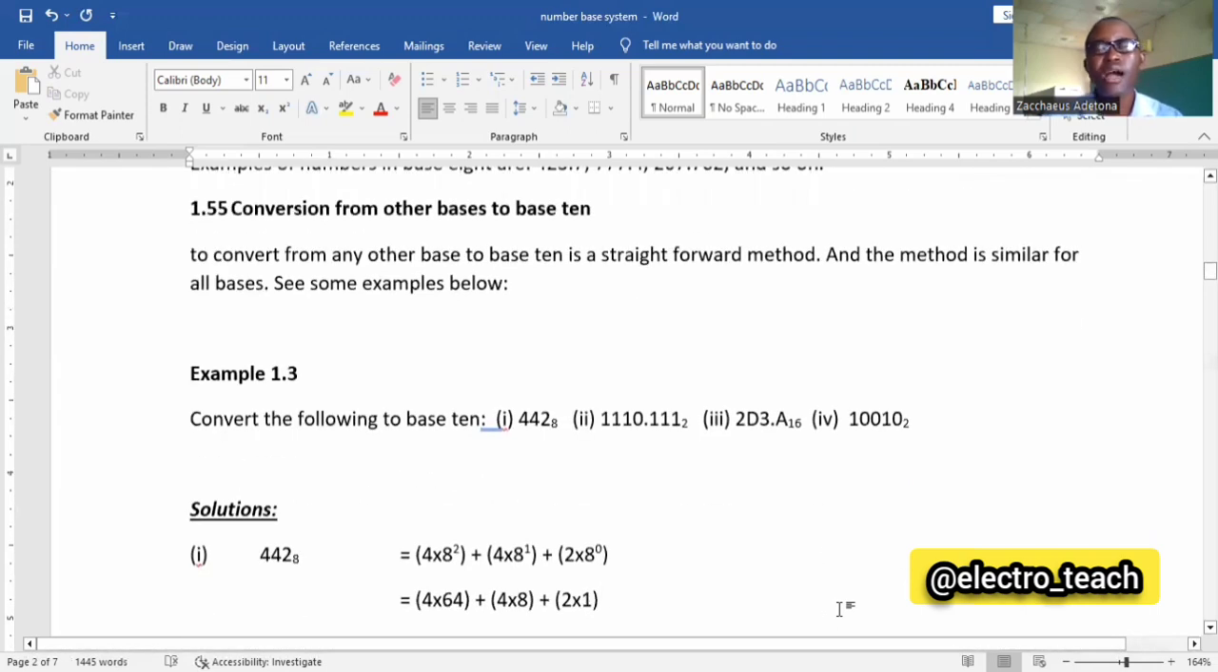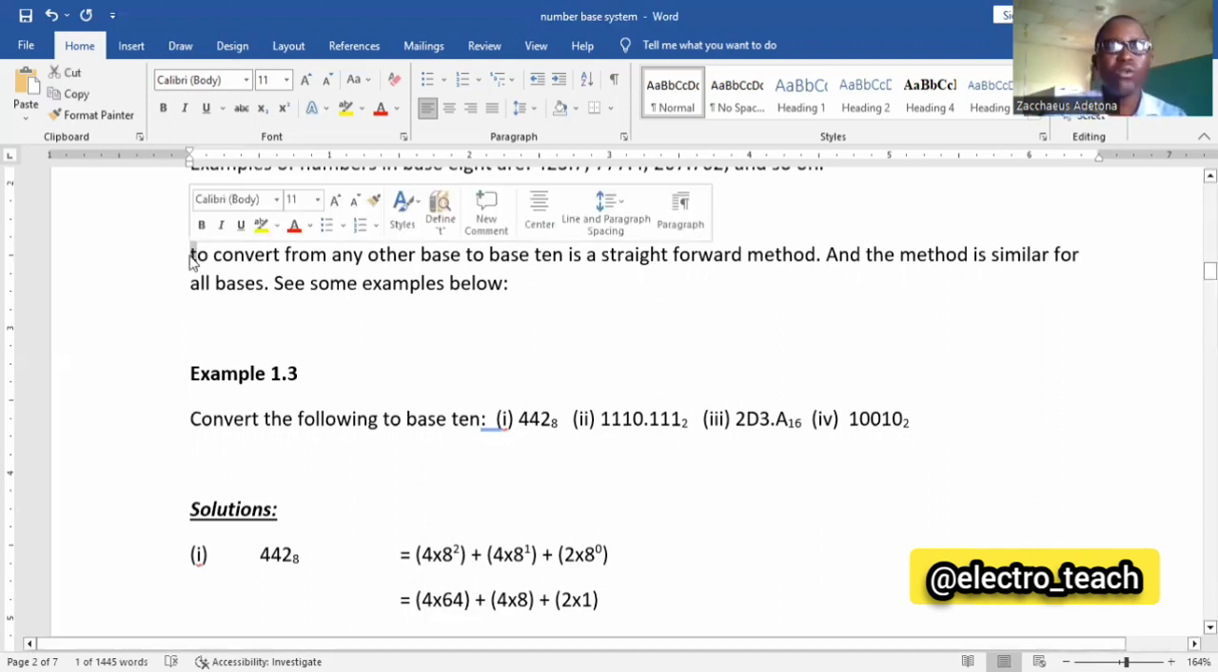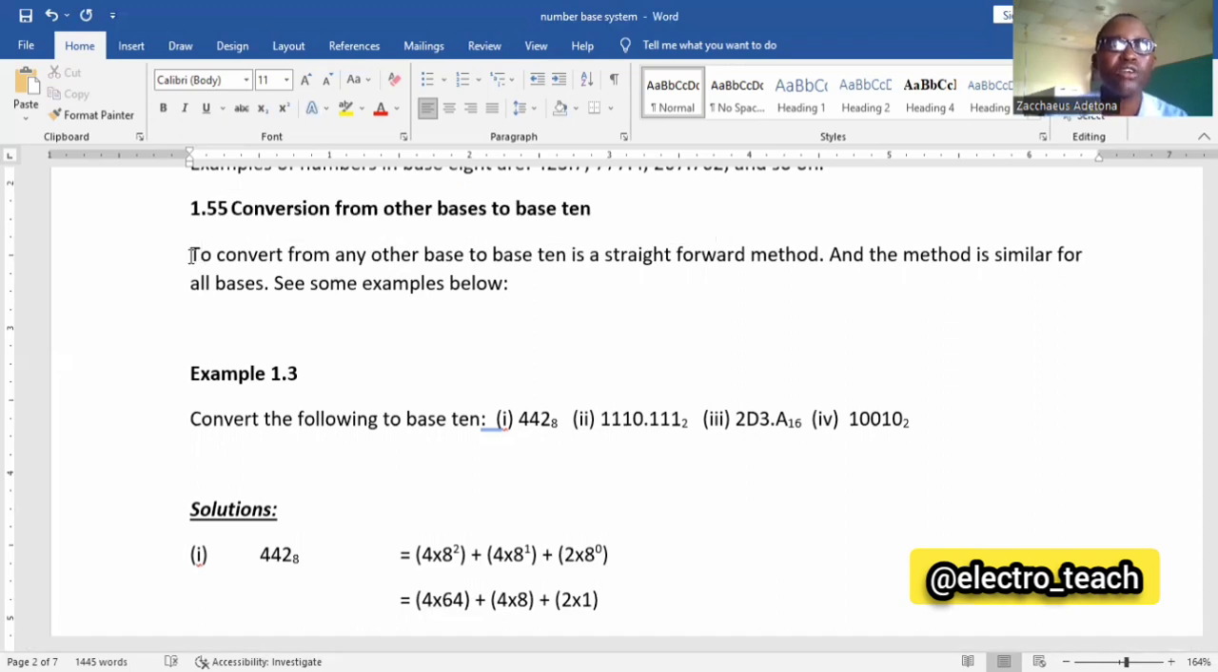All right. Now we have looked at the common base systems that we use. We don't have to talk about base 3, base 4, base 5, and the rest. The principle that we have applied in base 2, base 8, and 16 is sufficient to deal with other base systems within that. Now, to convert from one base to the other, we need to look at what we have on the screen here. That is conversion from other bases to base 10.